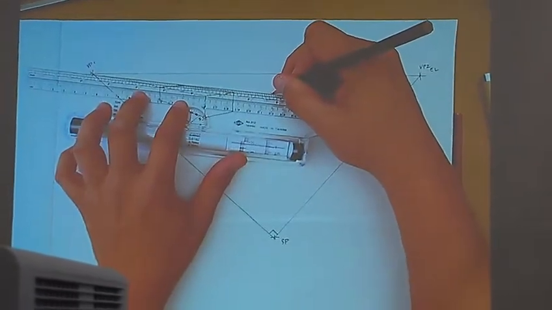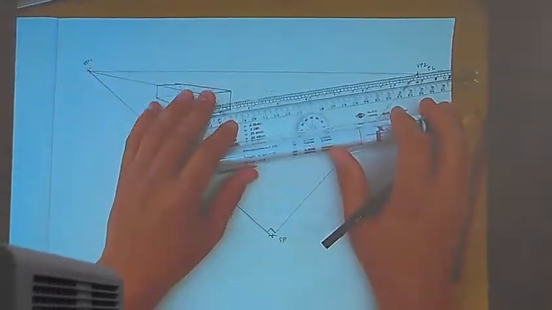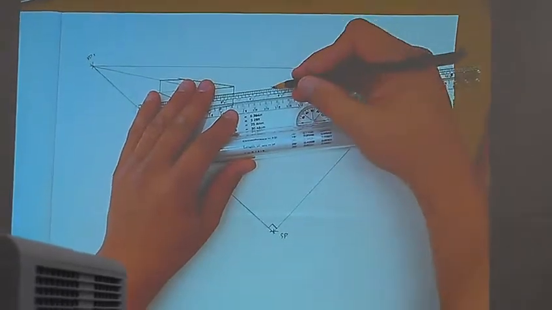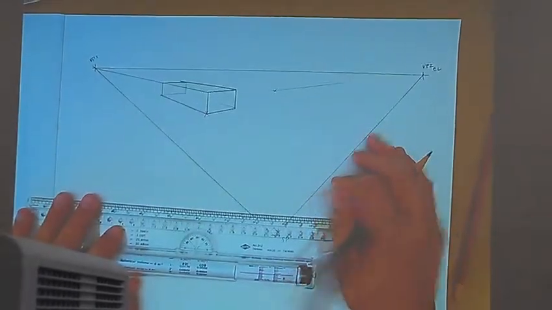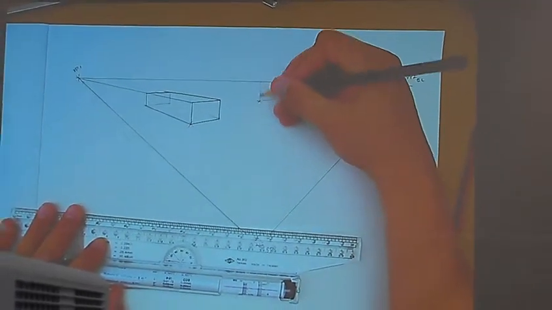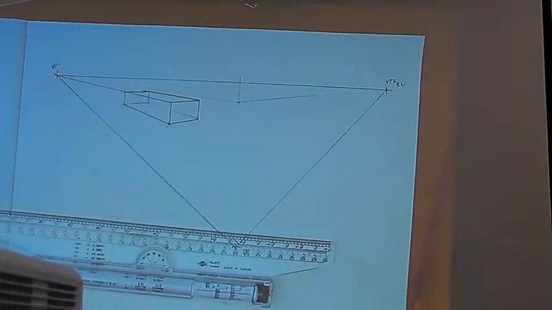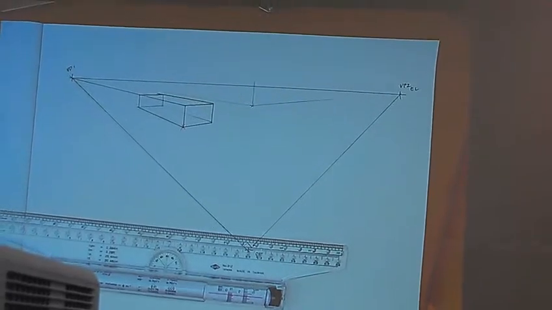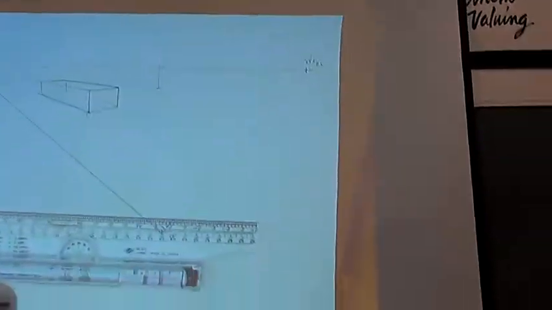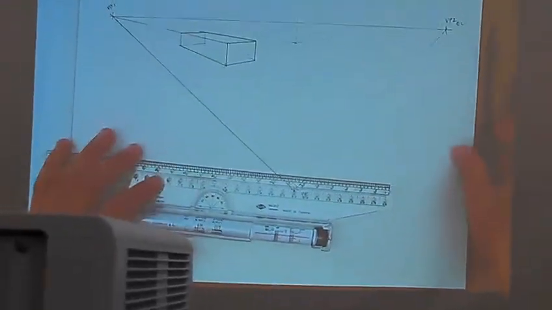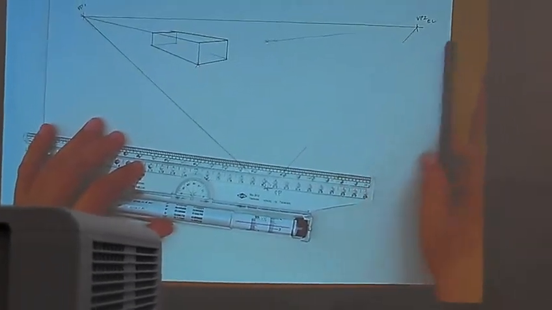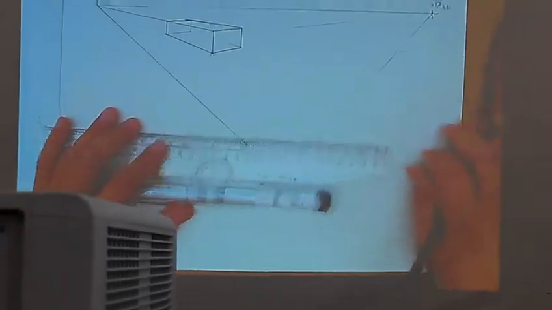So I could do something like this. I could draw guidelines to start off with for my vanishing points, and I can draw a guideline for the vertical. I know it's not going to be that tall, but that's my guideline for it. Okay, now everyone watch this next step really carefully, because it's going to happen very quickly, and then it's done.